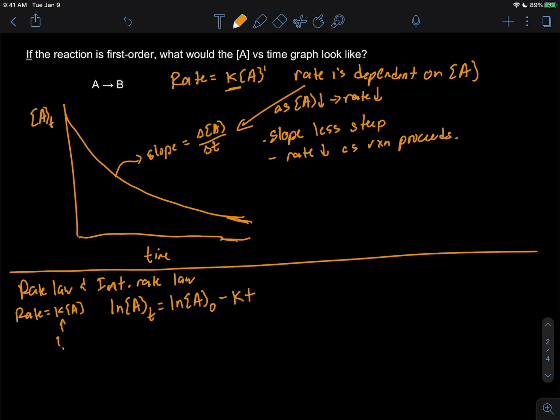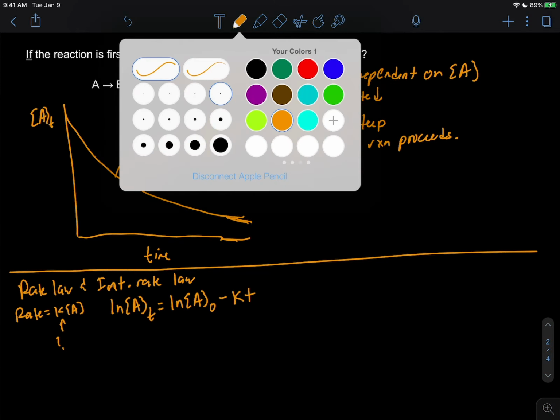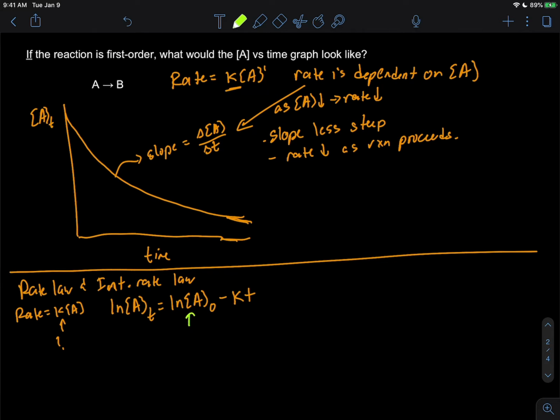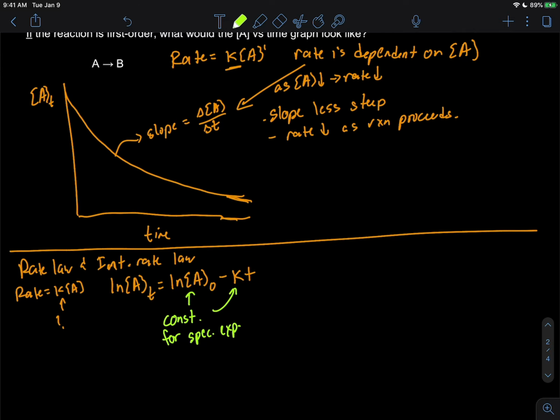So again, we have our k value in here, and time, and we investigate what are our constants and what are our variables that are changing. Our k value and our original concentration are constants for a specific experiment. Because they're constant, the only things that are variable are concentration and time. Those are the two variables that will change as our reaction proceeds. So what's going to give us a linear plot?